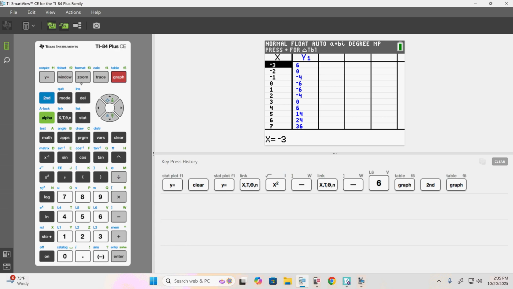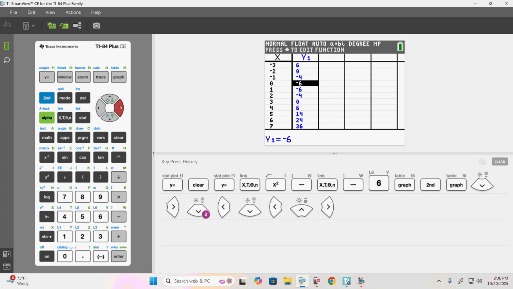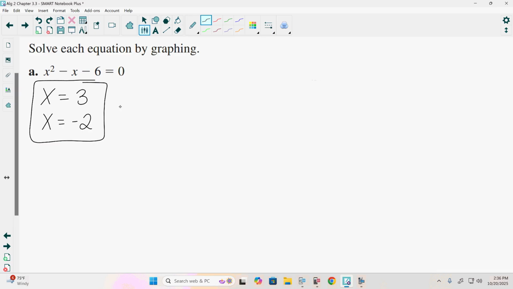Because again, we're looking for what values of x are going to make the y value be 0. The second column is our y values that correspond to the x values. So when x is negative 2, the y value is 0. When x is 0, the y value is negative 6. 0, negative 6 would be the y-intercept. We don't worry about the y-intercept in solving. We want to know the x-intercepts, the values of x that will make the y value be 0. So our two solutions are 3 and negative 2.